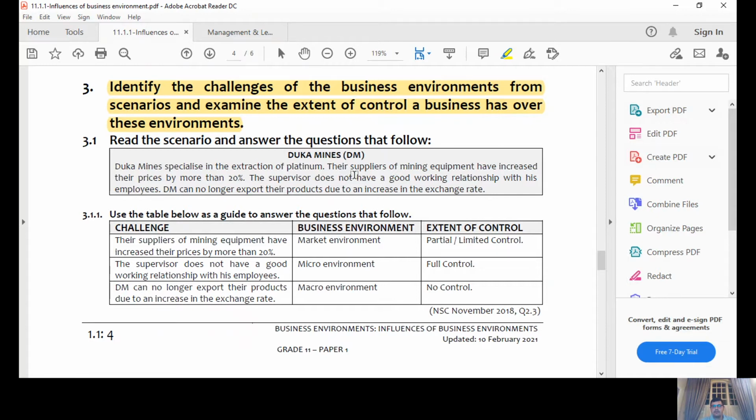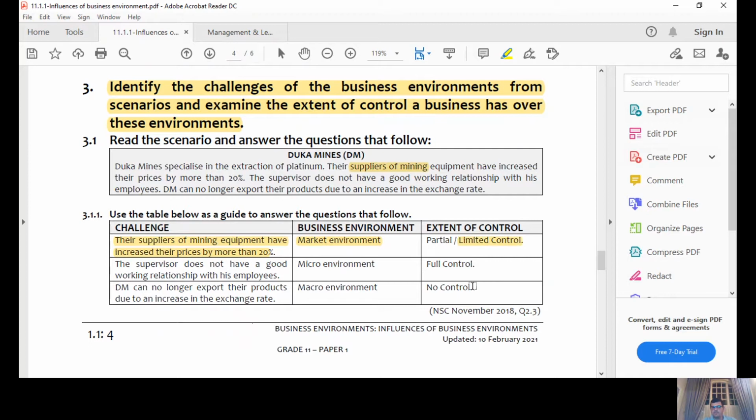They will, and then I will give you a few sentences. The first sentence will be, their suppliers of mining equipment have increased their prices. Now this is very important, because suppliers, we know, is part of the market environment. So now I give you this little table which you have to complete. You put the challenge, which is just a copy and paste from the scenario. You link that, identify that as the market environment, and you know that we have limited control over the market environment.